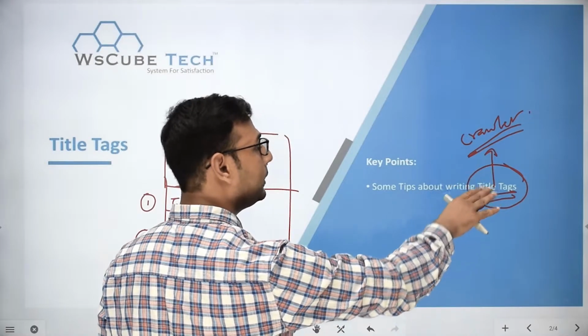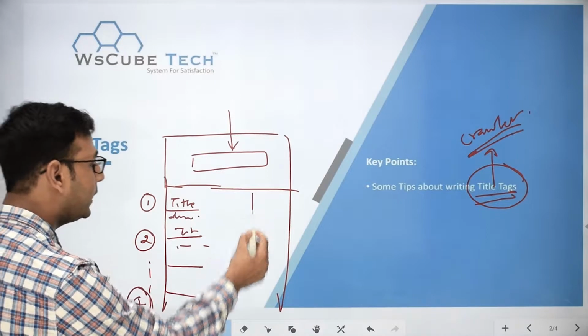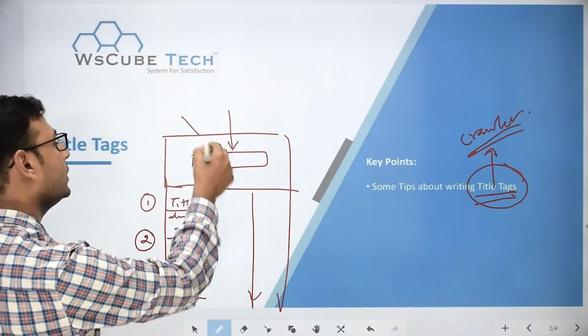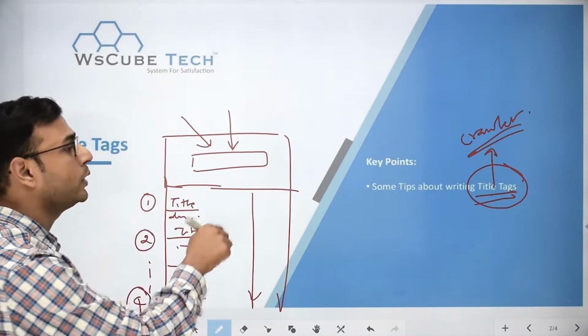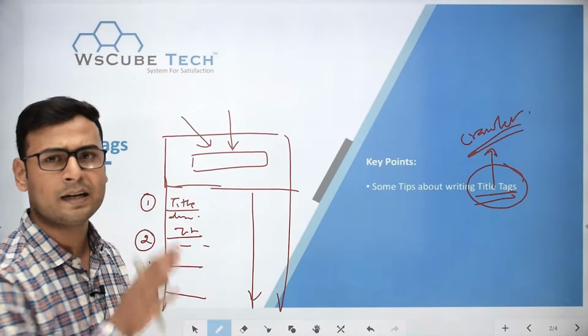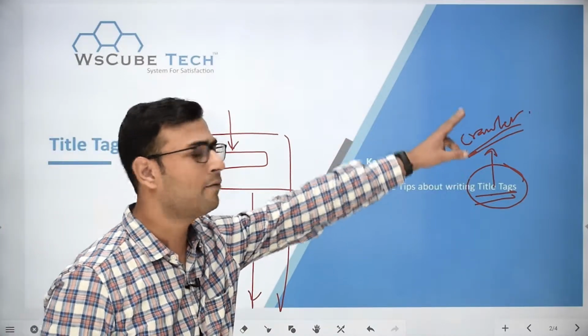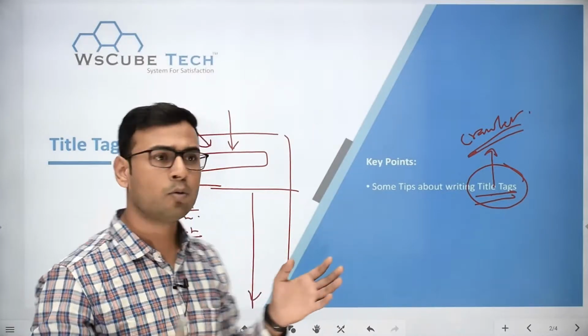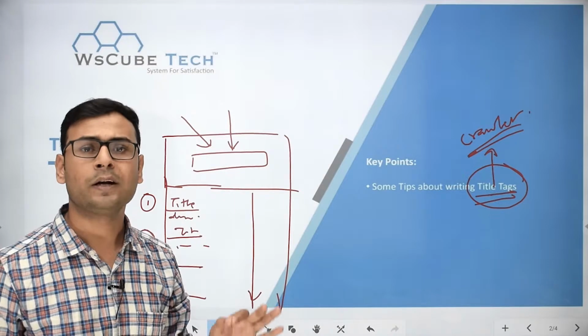By writing this title tag for the crawlers only, if you are able to rank in the search engine result pages on this particular query, there is no guarantee that the user is going to click on your content or your title or description or your website link. There is no guarantee. Just because you have written this title tag for the crawler, that actually helped you to rank in the search engine result pages, but there's no guarantee that the user is going to click on that.